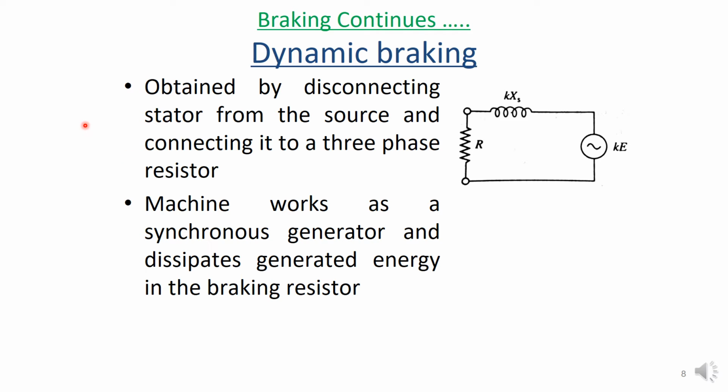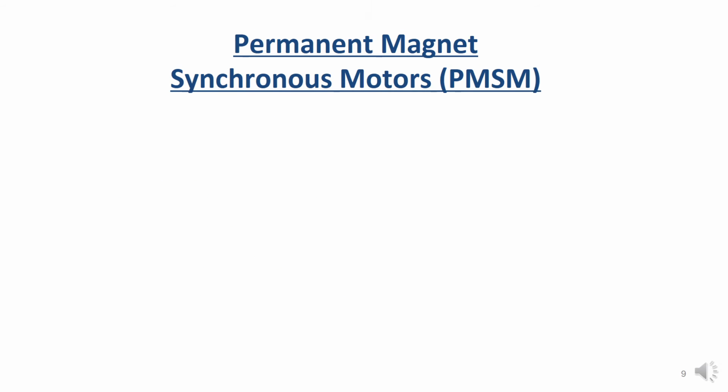The next type of braking is dynamic braking. Dynamic braking is obtained by disconnecting the stator from the source and connecting it to a three-phase resistor, which is basically a braking resistor. This machine works as a synchronous generator here, and the power and energy are dissipated in this braking resistor.